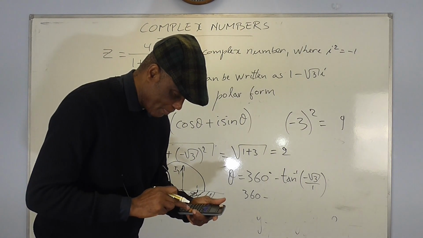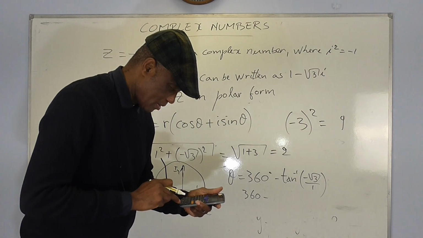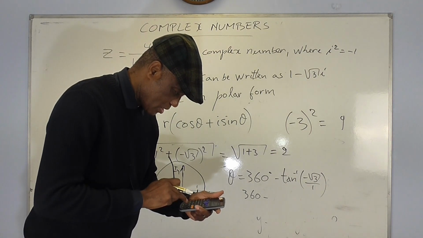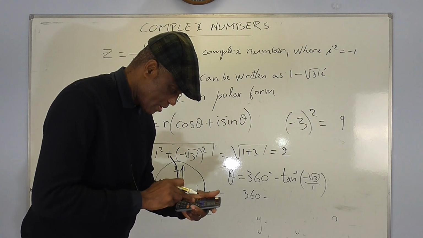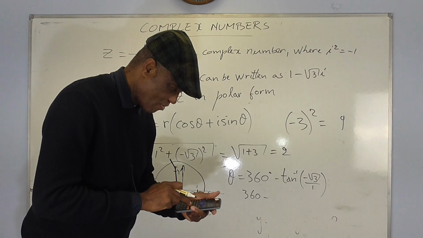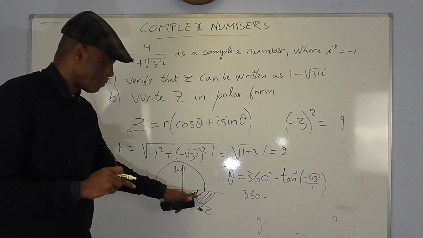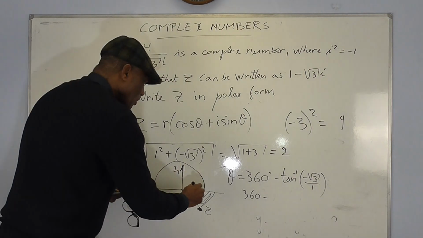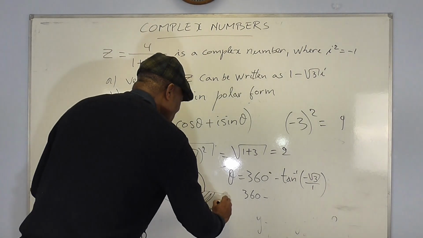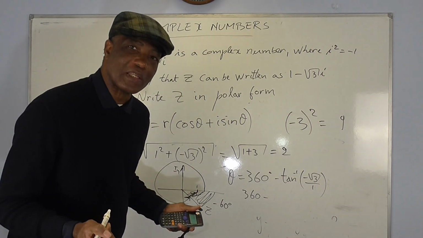Put a shift, tan, and then minus square root of 3. So this will give what? This gives me 60 degrees. So when using your calculator, you see that you're going to get minus 60 degrees. Why minus 60 degrees?